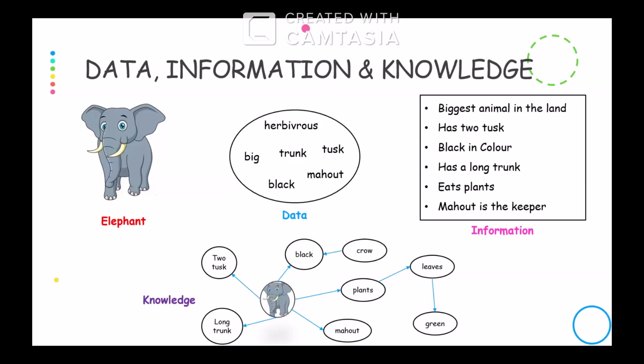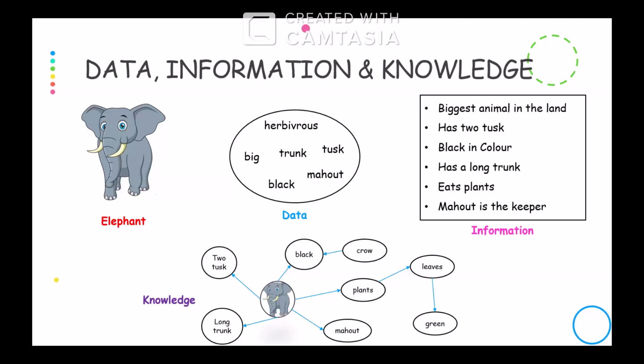You will get a lot of information in your mind. In a fraction of a second, you are able to get all this information, like it is the biggest animal on land. It has two tusks. It is black in color. It has a long trunk. It eats plants. It has a keeper, and we can see elephants at festivals, right? It has big ears. A lot of things come to your mind.